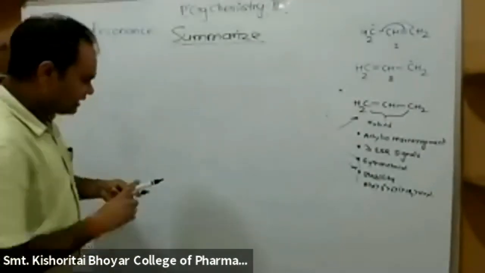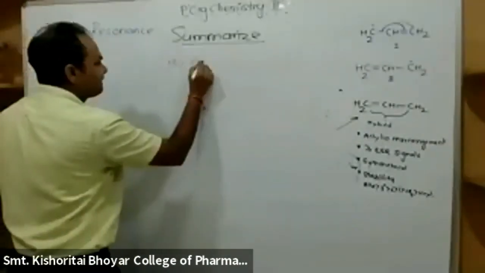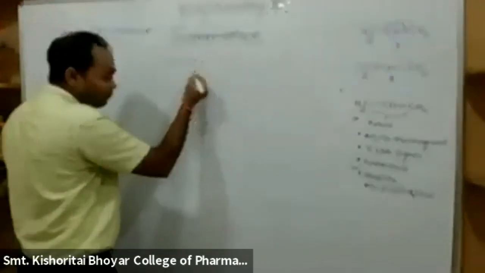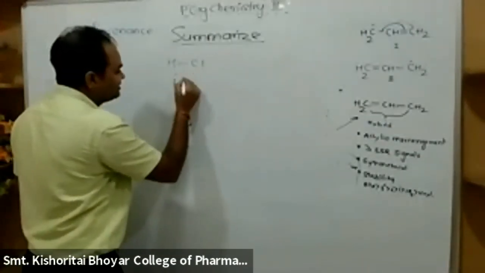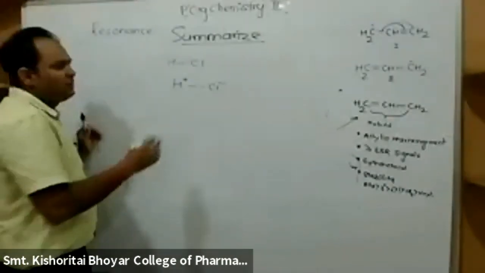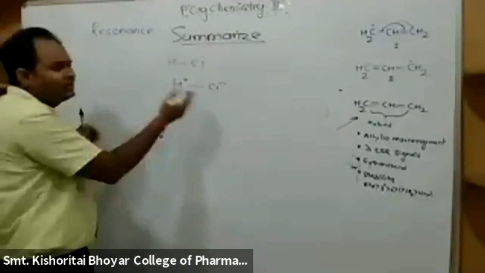Now see another example, HCl. HCl is a polar molecule. So you can represent HCl like this, or you can represent HCl like this. But as such there is no resonance. You cannot say resonance is involved here.